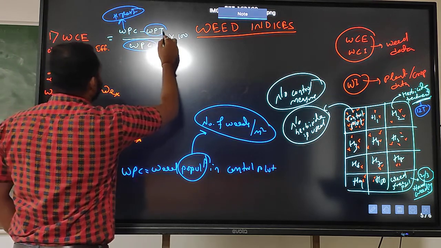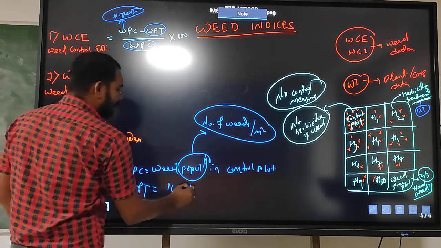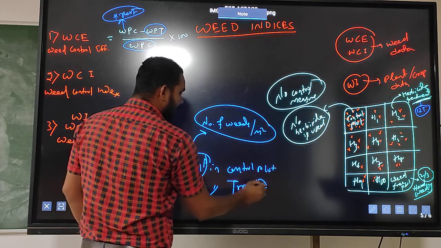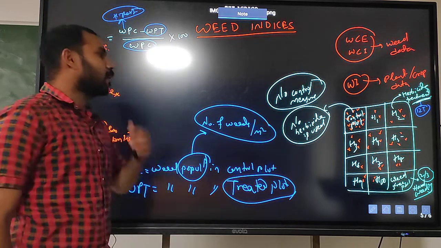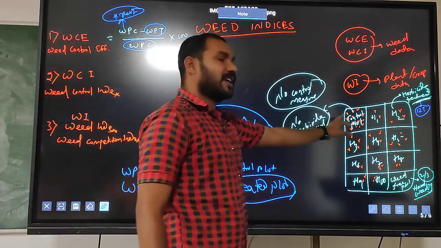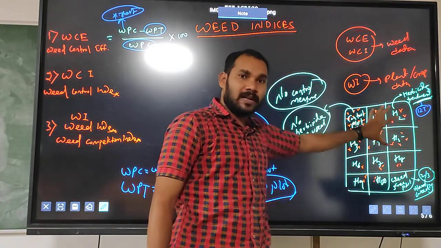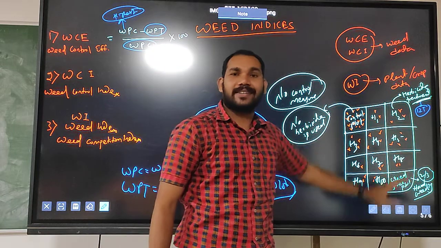Now this is WPT, which means weed population in treated plot. Which plot? Treated plot. Now, if I say treated plot, how many treated plots are there? Except the control plot, all the 11; the total is 12 plots. So except the control plot, the remaining are known as the treated plots.